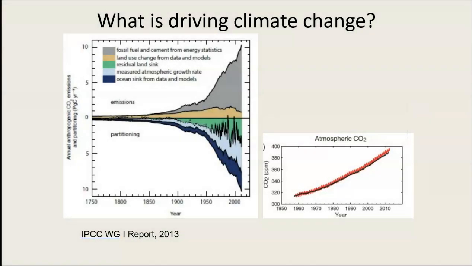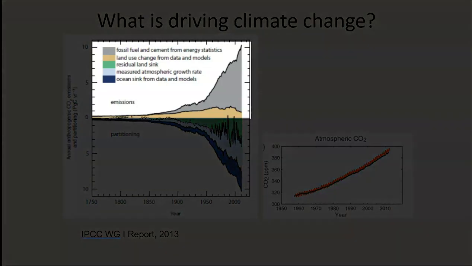As we think about what drives climate change, there are lots of factors, obviously. Fossil fuel burning. Let's look at this figure on the left. The figure on the left shows the annual anthropogenic carbon dioxide emissions and partitioning of that carbon dioxide emission into different areas. So the top half of this graph is the emission. The gray area is the emission of carbon dioxide from fossil fuel and cement burning. These are data from Energy Statistics, and it tells us the annual amount of this carbon emission over time. The brown area is the carbon emission due to land use change. This is an estimate of the amount of carbon that has been emitted by converting forests into agricultural land.